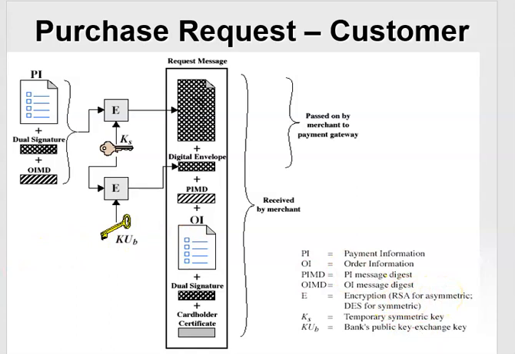So this is the purchase related information which will be forwarded to the payment gateway by the merchant, which consists of the PIMD, then the dual signature, and the PI or dual signature, and the OIMD. So this is the purchase related information. Order related information consists of OI, dual signature, and the PIMD. So this is the order related information.